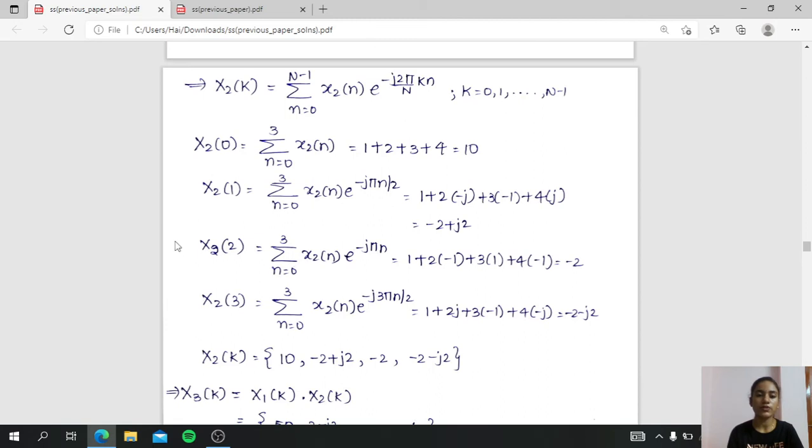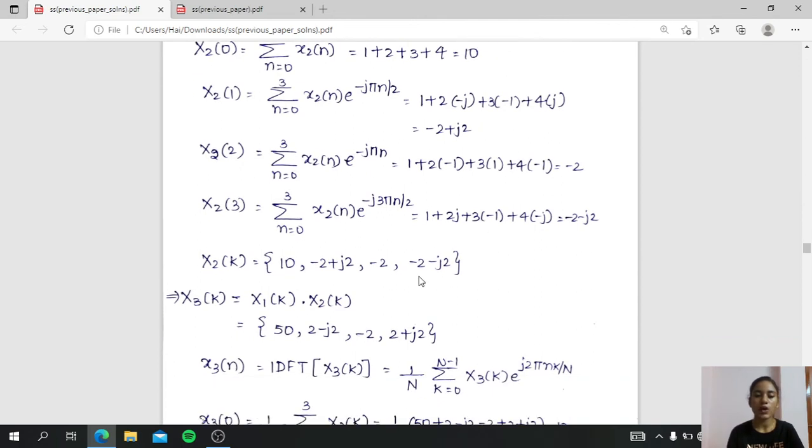The formula for x2 of k is summation n varying from 0 to n minus 1, x2 of n e power minus j 2 pi by n kn. As you know, k varies from 0 to n minus 1. So your x2 of 0 is summation n varying from 0 to 3, x2 of n. Similarly, you'll find x2 of 1 by putting k equal to 1 in this. x2 of 2 and x2 of 3, you'll get the values. And your x2 of k sequence now becomes this.